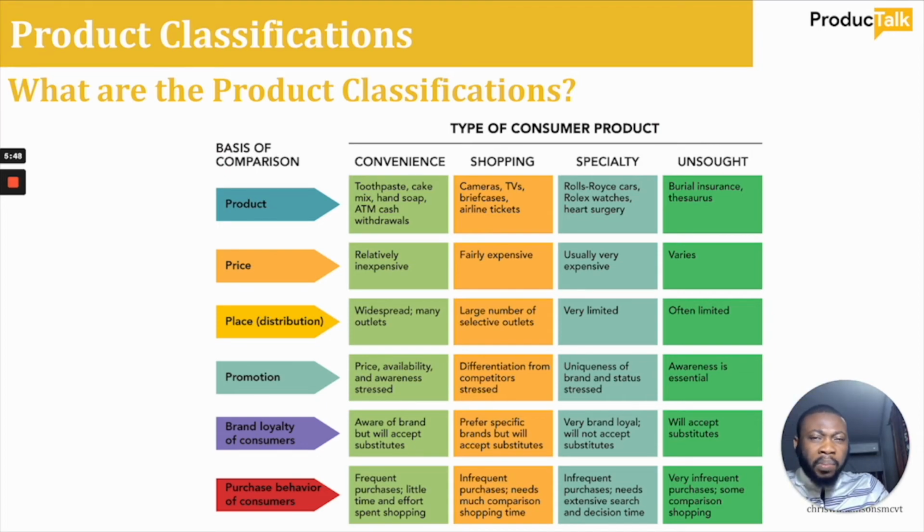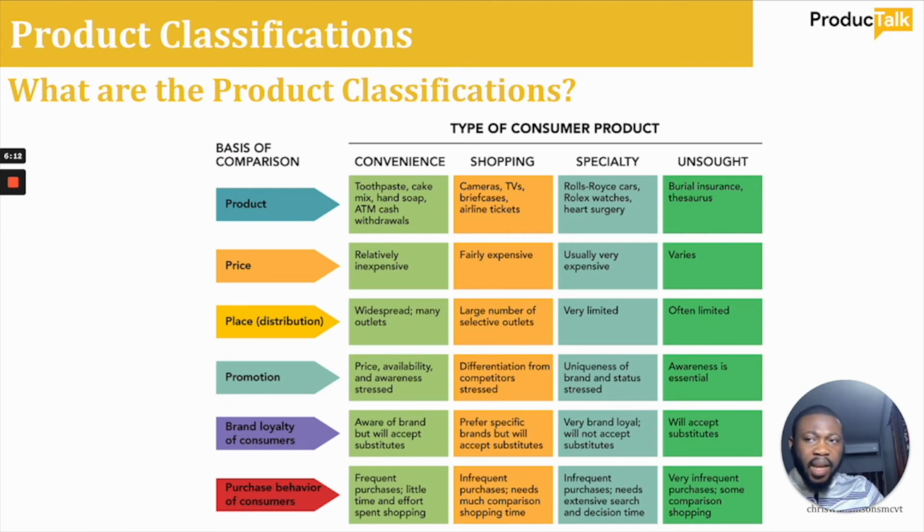So now, convenience product, toothpaste, hand soap, the price, it's not inexpensive. It is not expensive. The places, you can find it in different places. Promotion, the price, availability, and awareness stressed. Your brand and loyalty, customers are aware of the brand, but they would accept substitutes for this product. The purchase behavior is frequent.